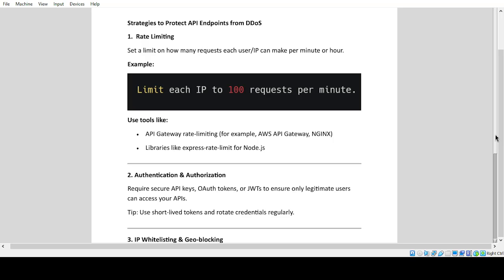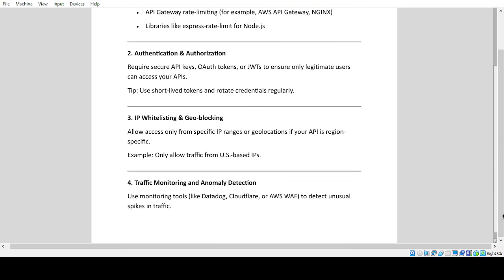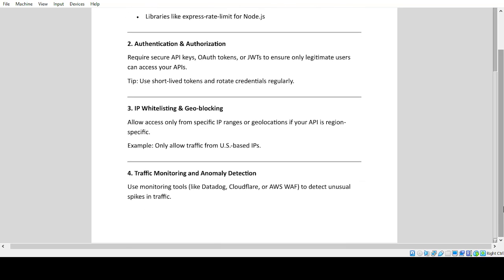2. Authentication and authorization. Require secure API keys, OAuth tokens, or JWTs to ensure only legitimate users can access your APIs. Tip: use short-lived tokens and rotate credentials regularly. 3. IP whitelisting and geo-blocking. Allow access only from specific IP ranges or geolocations if your API is region specific. Example: only allow traffic from US-based IPs.